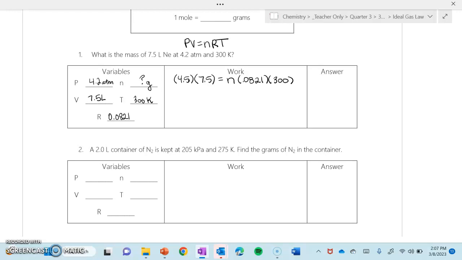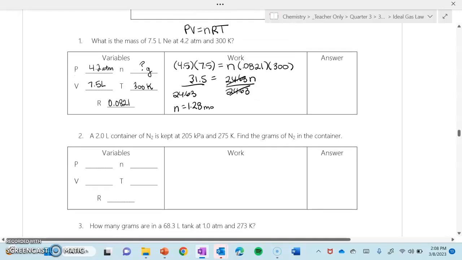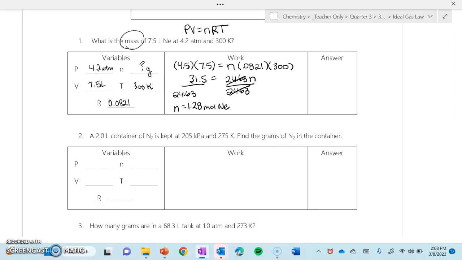Looks like we get 31.5 on this side and 24.63 on that side. So let's get N by itself, divide. .28, but remember, because we have solved the ideal gas law, this is in moles. So currently we have our answer in moles of neon, but our question asked for mass. So this is where we start part 2 of our problem. We have solved the ideal gas law.